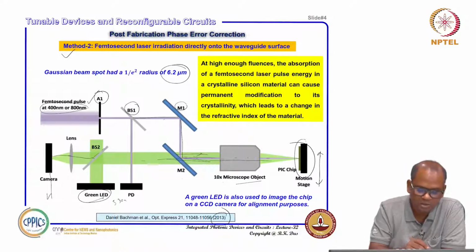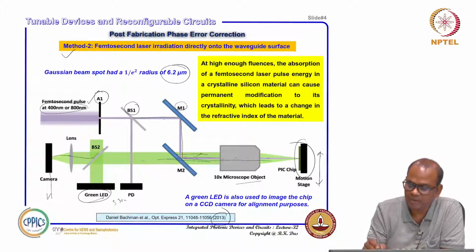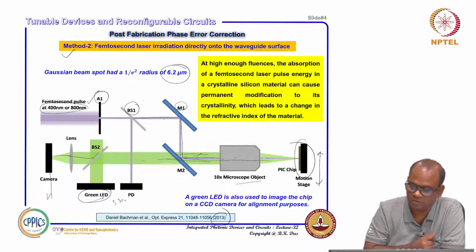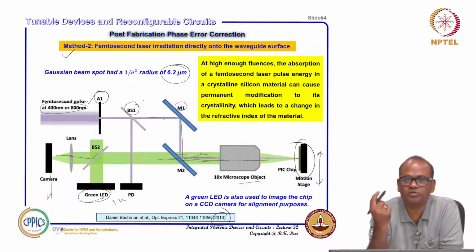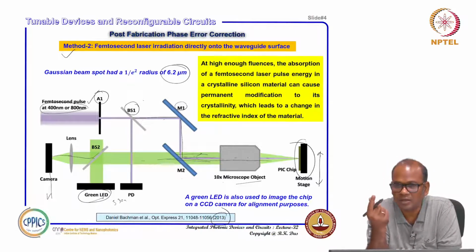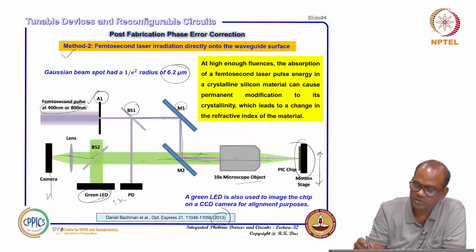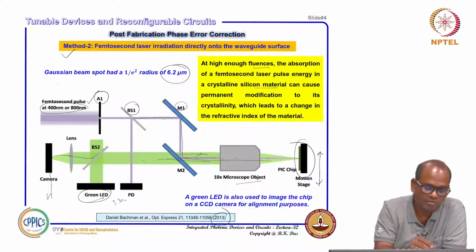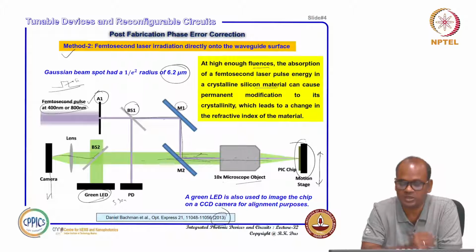Okay. So now you see at high enough fluences, meaning flux or energy, that means you have a femtosecond laser with a pulse width, and you can have a peak power and peak energy. Based on that you just calculate fluences. Consider the absorption of a femtosecond laser pulse energy in crystalline silicon. So you have a silicon on insulator waveguide. This is silicon, which is actually a crystalline structure.